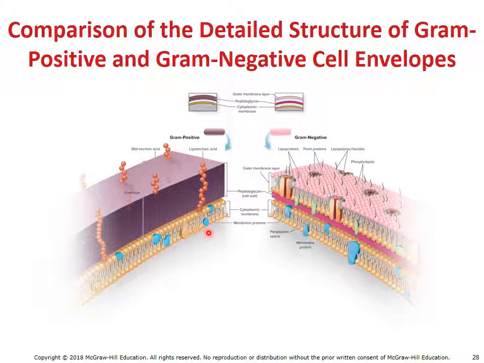Notice each of them do have a cell membrane. All cells have a cell membrane. But notice the difference in the cell wall. The gram positive has a single very large cell wall, while the gram negative has a single very small cell wall.